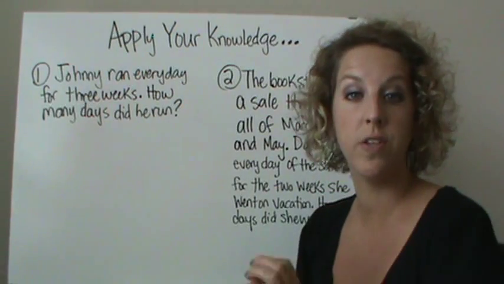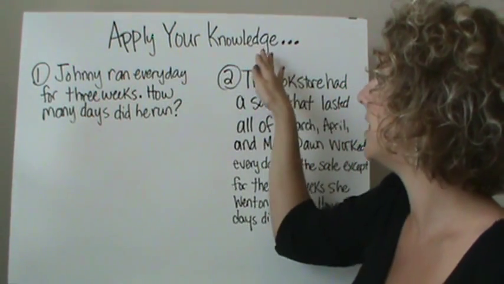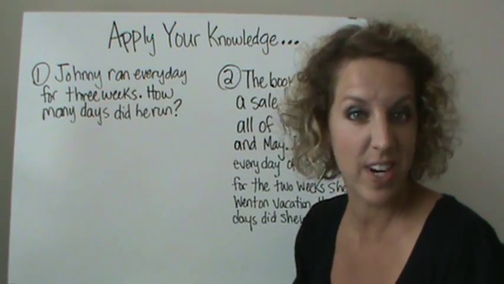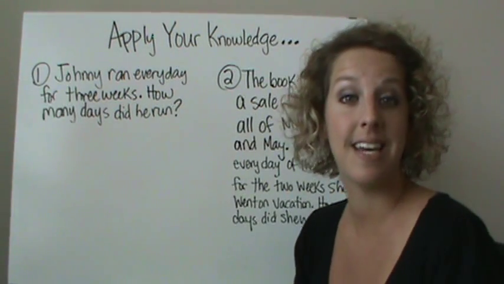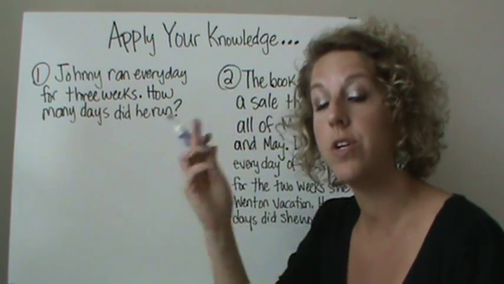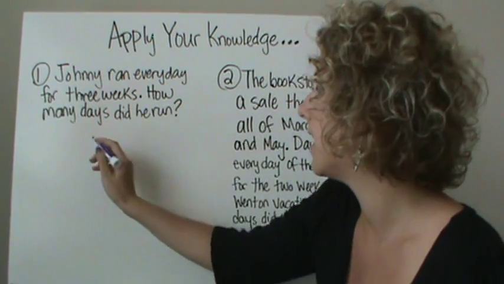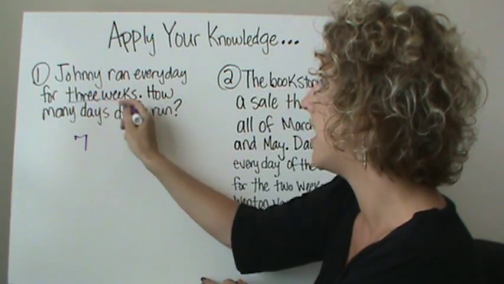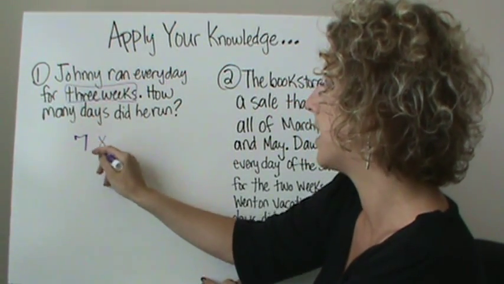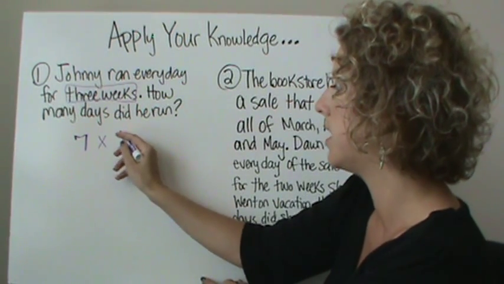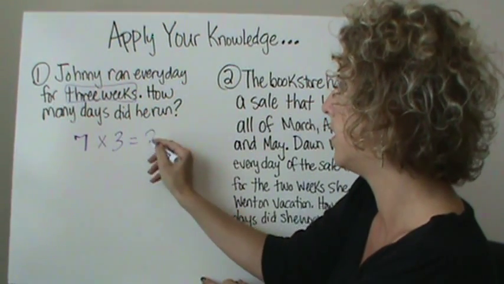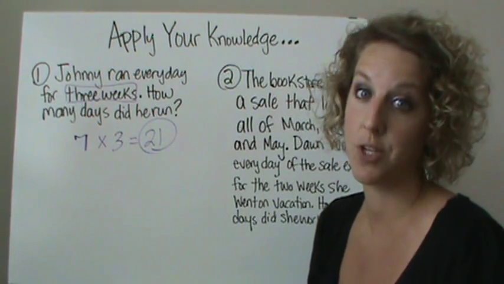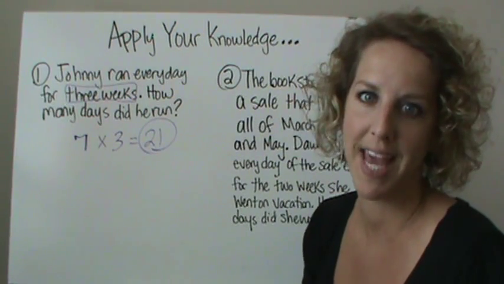Now, with all of those facts, let's apply your knowledge. Let's say Johnny ran every day for 3 weeks, every single day. How many days did he run altogether? Well, if you use your knowledge, how many days are in a week? There are 7. And how many weeks did he run? He ran 3 weeks. So we can multiply 7 days times 3 weeks equals 21. He ran for 21 days. He must have been training for a marathon or a 5K.